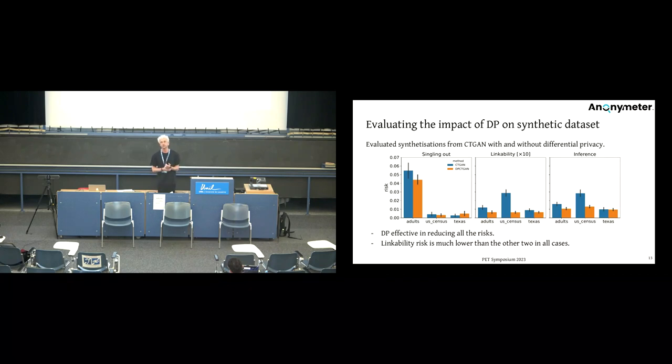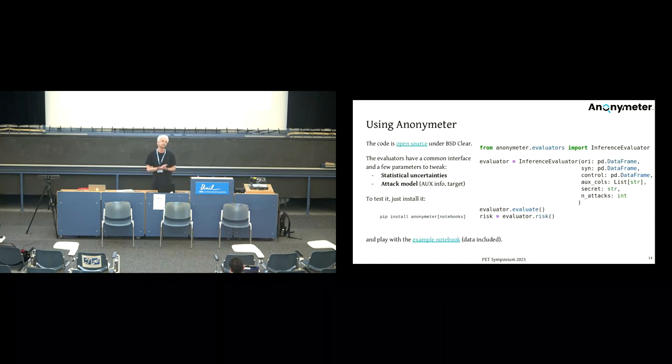And finally, we also tested several data sets, synthesizing with and without DP, to check what is the effect of differential privacy. And we see that in general, differential privacy does indeed reduce the risk in all cases. We also observed that linkability is in general low for a synthetic data set. This could confirm the intuition that it doesn't preserve the link. But then, okay, I close here because I don't have enough time. In any case, this is my last slide.